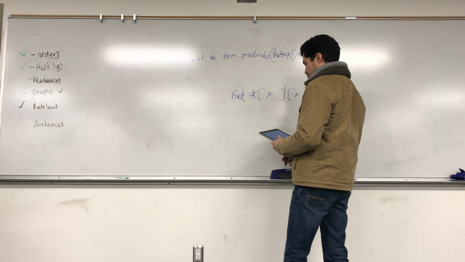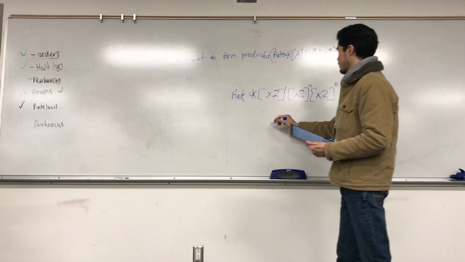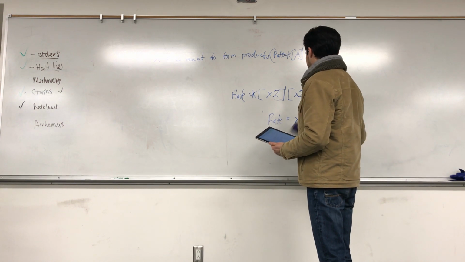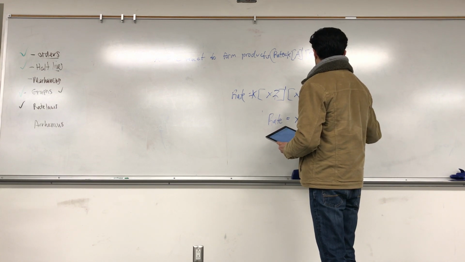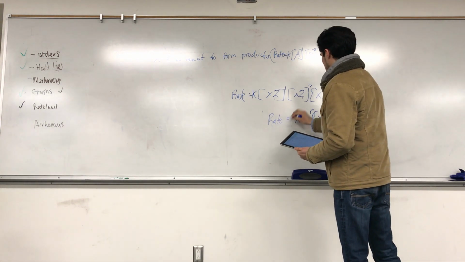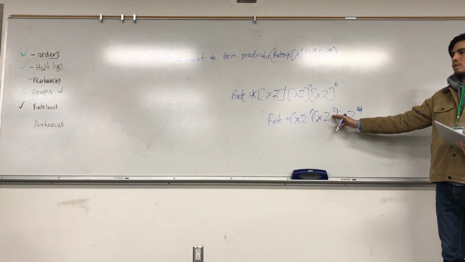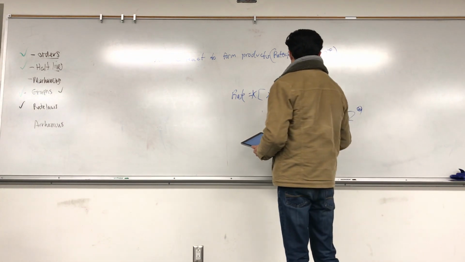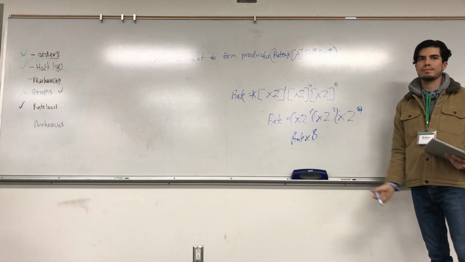Okay, now for the last part, it says, by what factor does the reaction change if all concentrations are doubled? Right, so wait. Okay, so 2 to the power of 1 is what? Two, right? 2 to the power of 2? 4. 2 times 4? 8. Because 2 to the power of 0 is 1, right? So it's just 1. So 1 times 8 is 8.